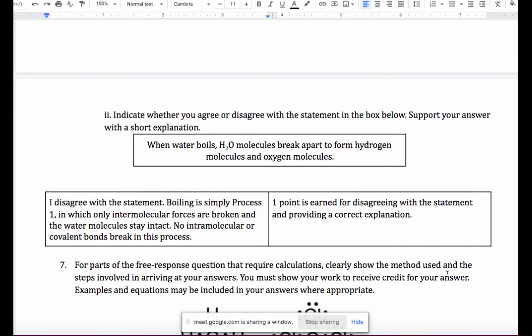Hopefully you said that you disagreed with this statement. When water boils, water is simply undergoing a phase change. You are only overcoming intermolecular forces. So you should say you disagree. Boiling is just process 1, so you can refer back up, in which only intermolecular forces are broken. Water, it's still water. No intramolecular forces, no covalent bonds are broken, only intermolecular forces. So water is not breaking apart to form hydrogen and oxygen when it boils. It's simply undergoing a phase change.